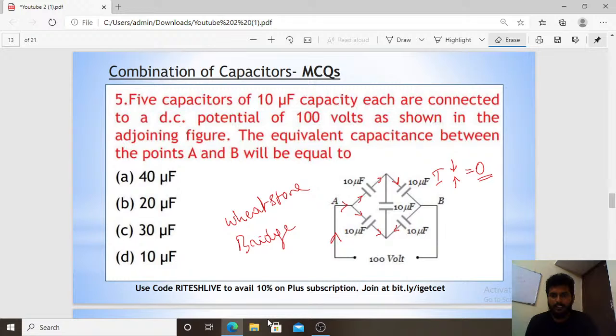Neglect this, we don't need it, Wheatstone bridge. These two are in series, that is 1 by 10 plus 1 by 10, and here also 1 by 10.